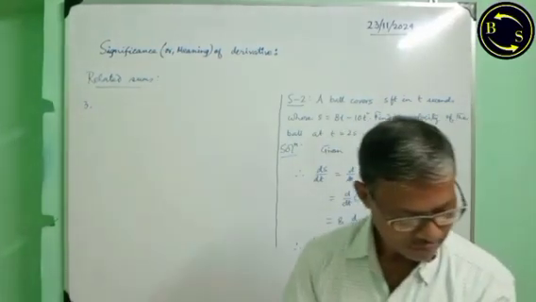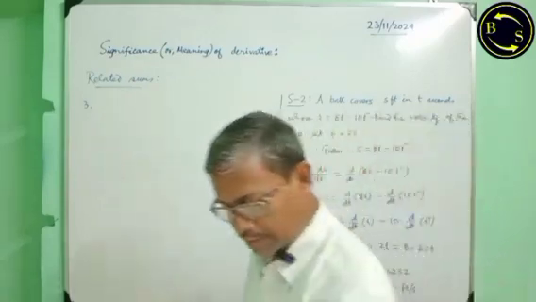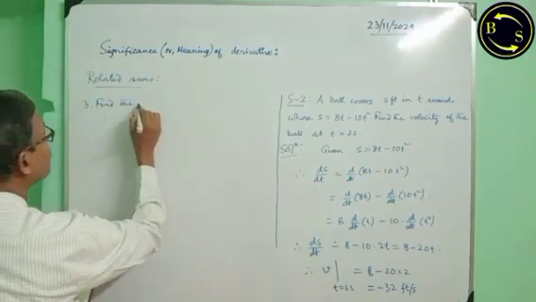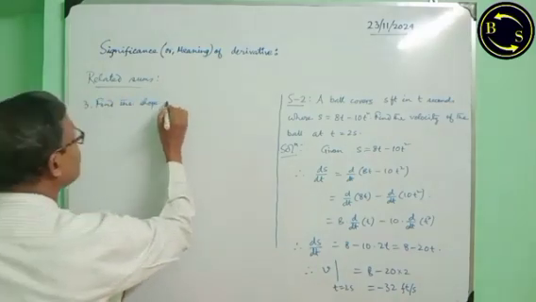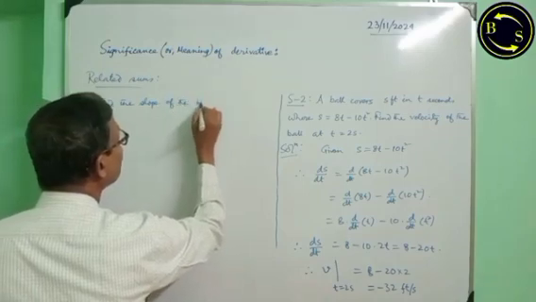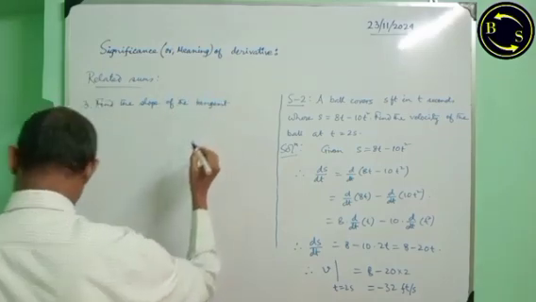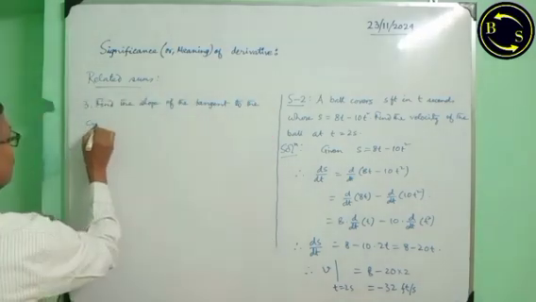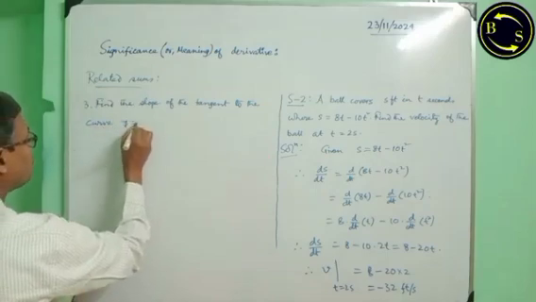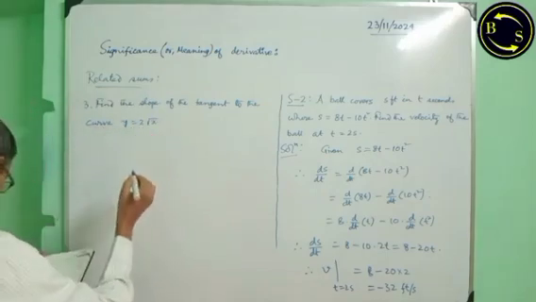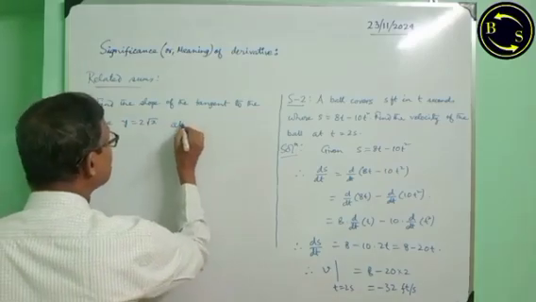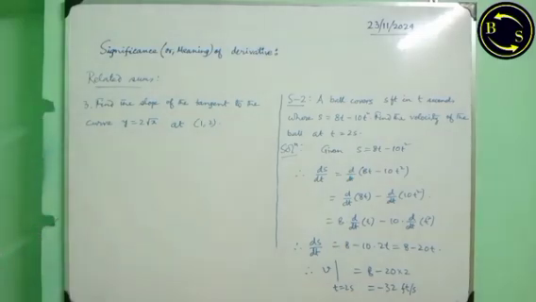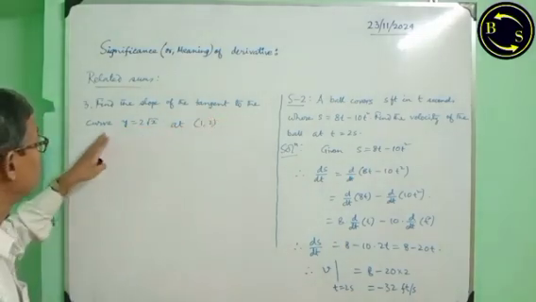Find the coordinates, find the slope of the tangent to the curve y is equal to 2 root x at (1, 2). We have to find the slope of the tangent for this given curve.